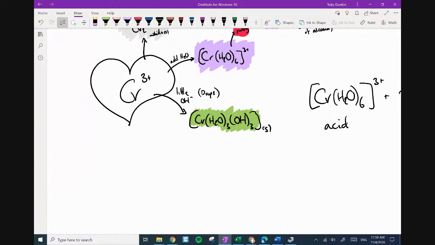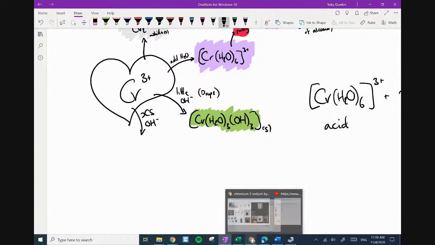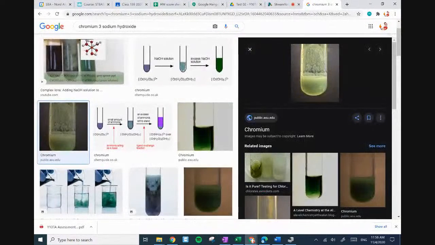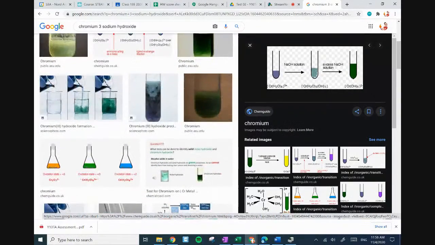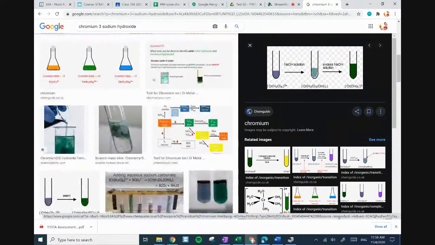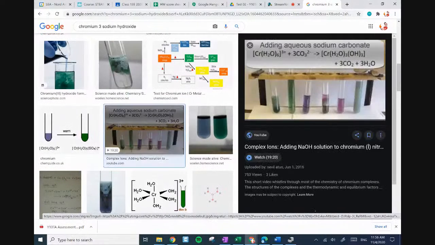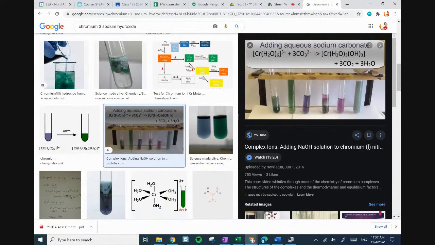Okay. Next one. We're now going to add excess sodium hydroxide. So we're now going to add excess OH minus. So what's going to happen now? Let's go to the pictures over here. Right. So when you add excess, this is going to be a bit of a nightmare as to trying to see this. There we go. Perfect. That's the picture. It's got them all there.